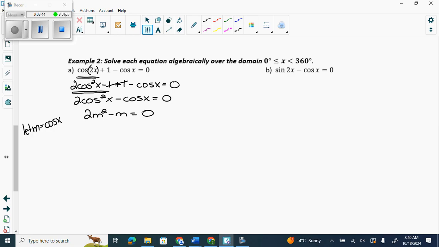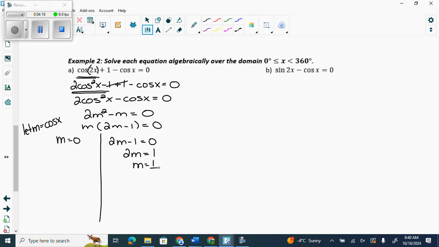What happens if you don't do a let statement and you just start using m's? You can get full marks? Nope. You need to tell them what m represents, right? Now I can take an m out. I'm left with 2m minus 1 equals 0. So I get m equals 0, and 2m minus 1 equals 0. 2m equals 1. And m equals a half.